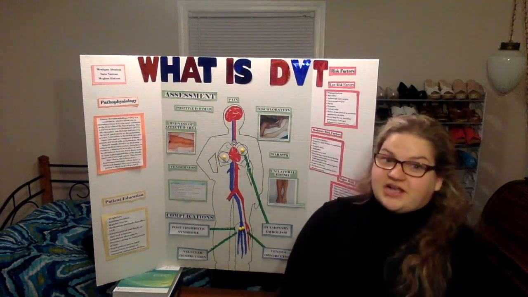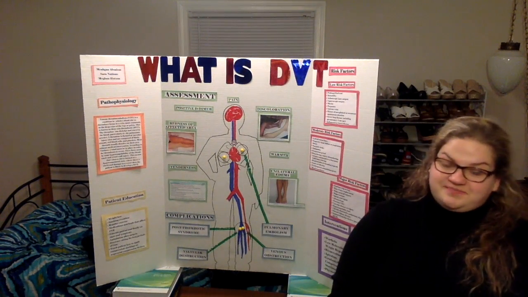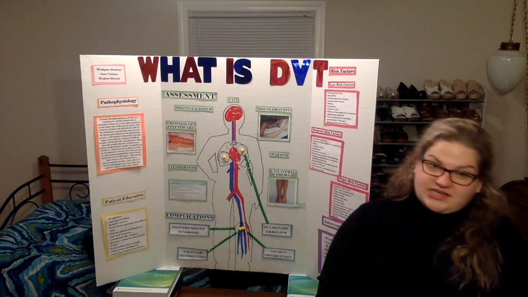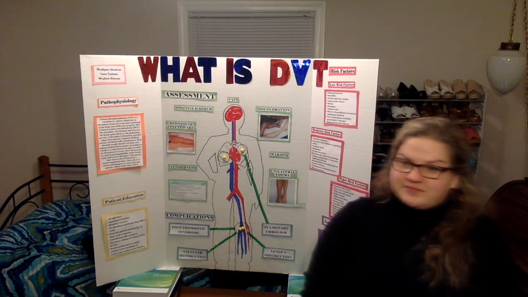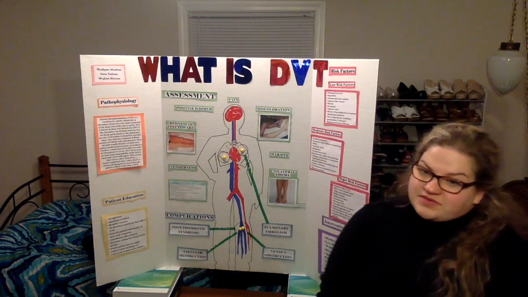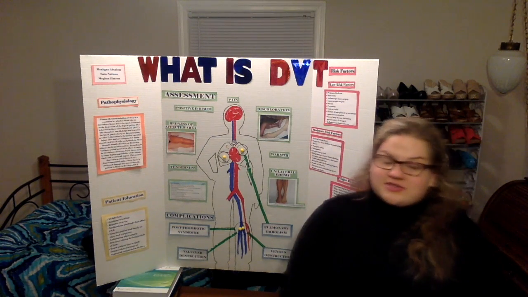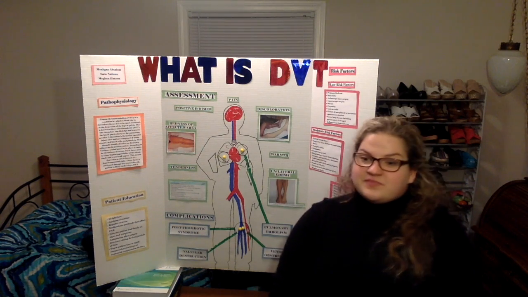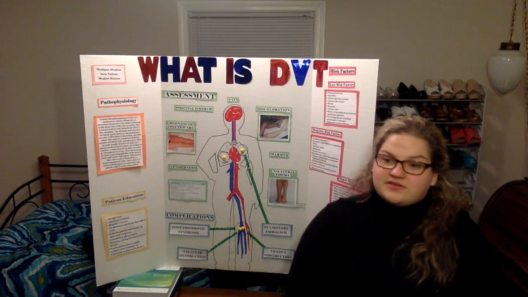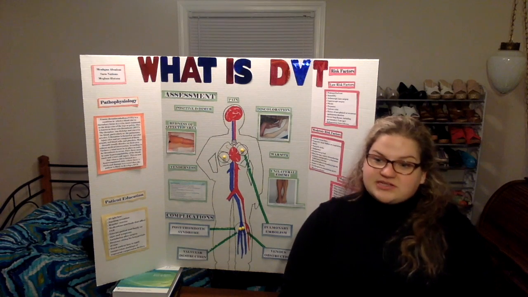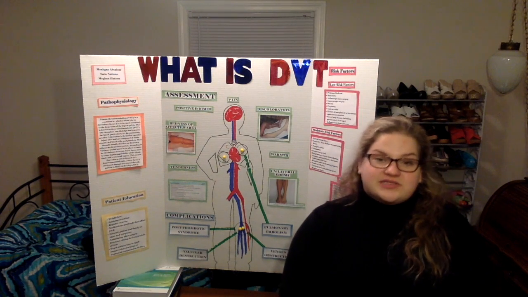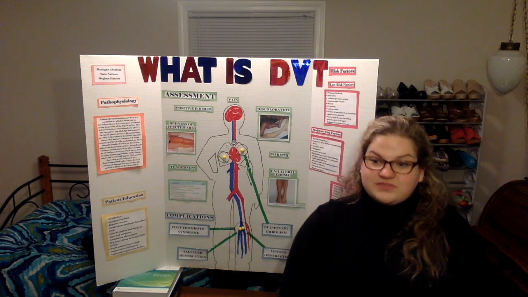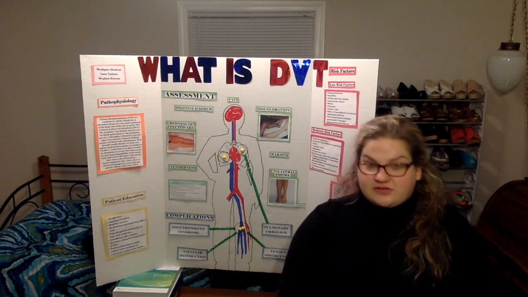Our project is talking about what is a DVT. To understand what a DVT is, let's look at the pathophysiology. A DVT is just a clot, otherwise known as a thrombus, that can travel to either the deep veins of the legs or the pelvis. A thrombus is composed of fibrin strands, red blood cells, and platelets, and is usually formed at sites of vascular injury. Most thrombi usually dissolve on their own.